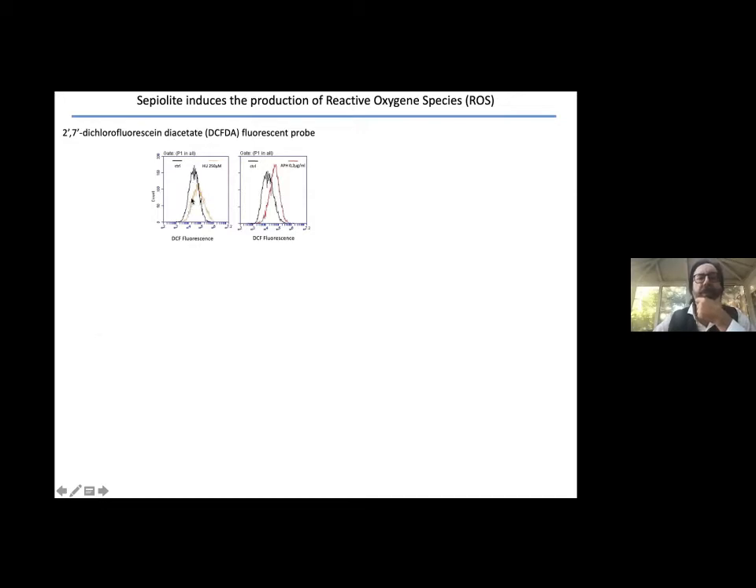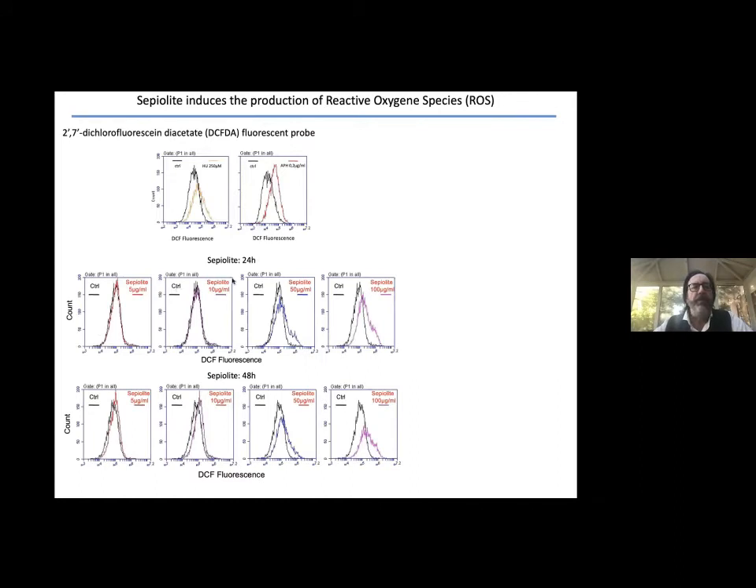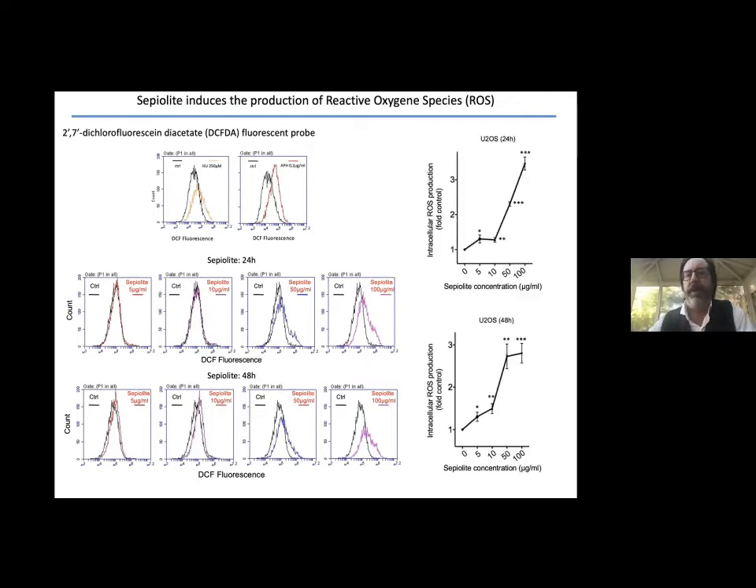You have a shift in the peak of fluorescence, showing the presence of ROS. With sepiolite, 1 day or 2 days after adding sepiolite, we can detect the production of ROS at this concentration here, and at lower concentration 2 days after the exposure to the sepiolite.